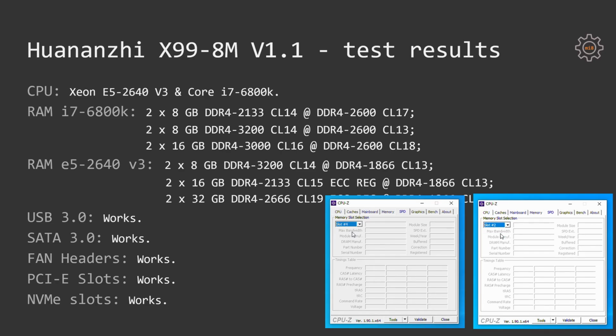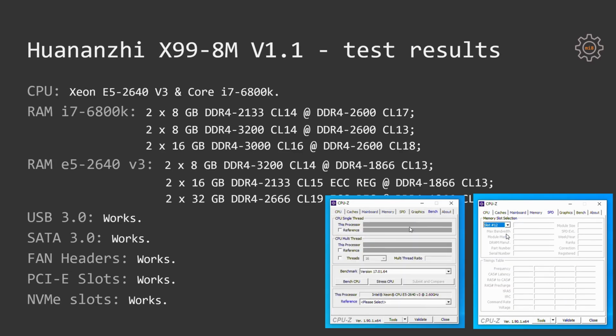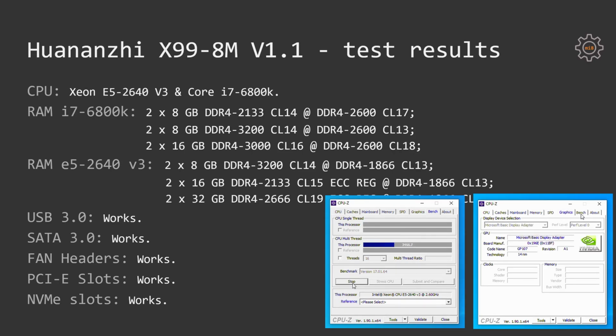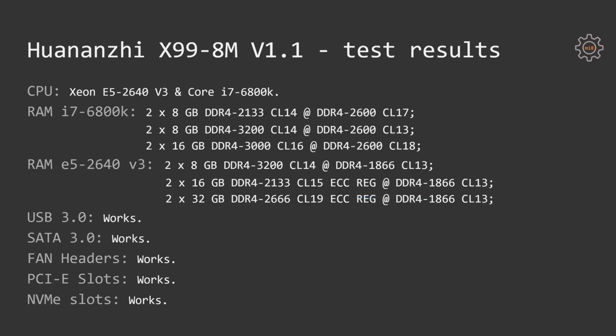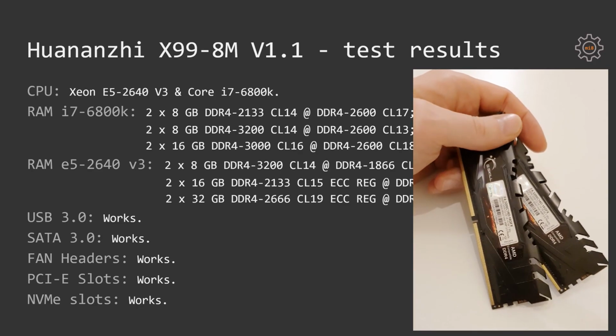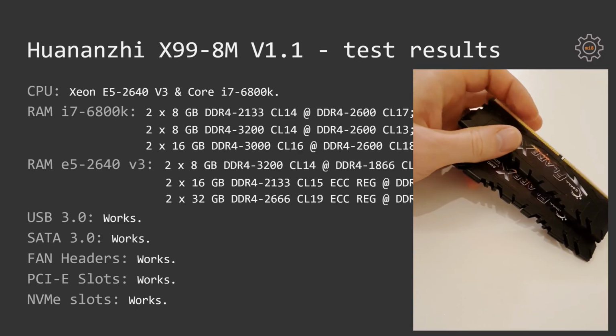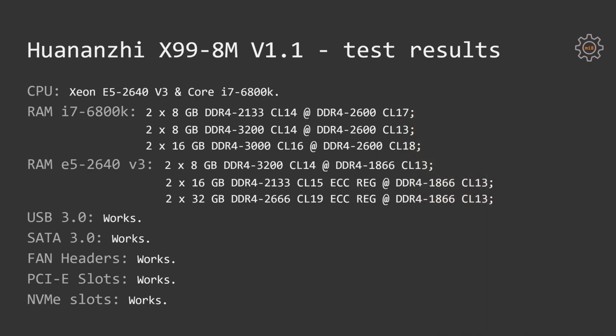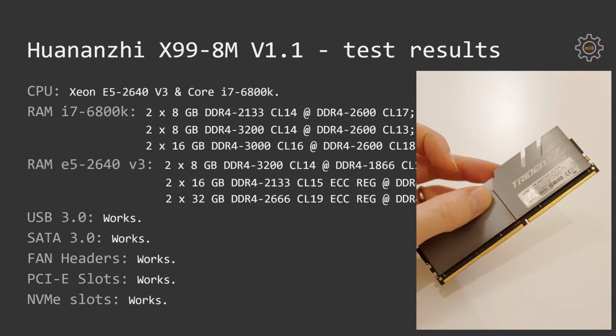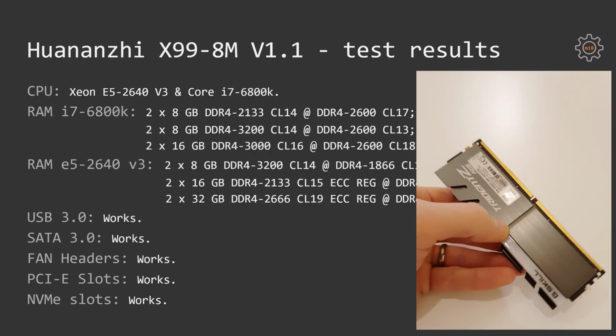Both CPUs are working fine, no issues were detected. With the i7-6800K, I have tested the following configurations of RAM. Two sticks, 8GB each, DDR4-2133, CL14, working at DDR4-2600, CL17. Two sticks of 8GB each, DDR4-3200, CL14, working at DDR4-2600, CL13. Two sticks of 16GB each, DDR4-3000, CL16, working at DDR4-2600, CL18.